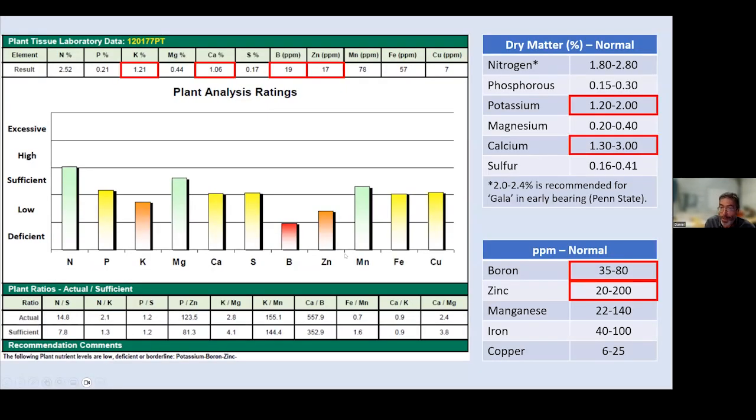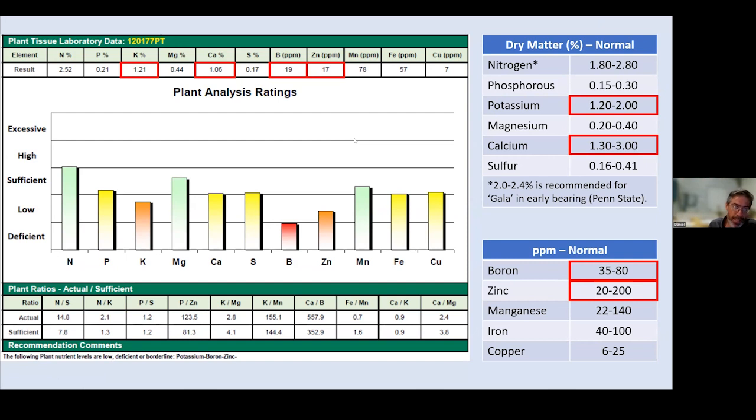So from the tissue analysis that is included in this sample, nitrogen is considered adequate in this planting. In fact, for Gala, early bearing stage, according to Penn State recommendations, it might be a little bit high nitrogen. Phosphorus is adequate or normal, whereas potassium is getting to be on the low side of normal.